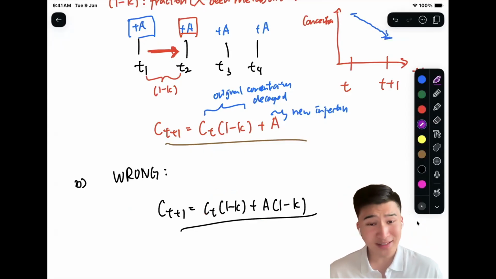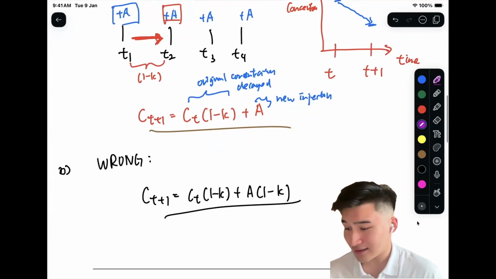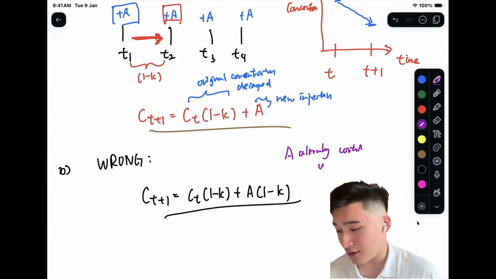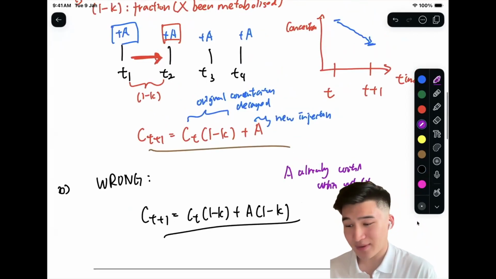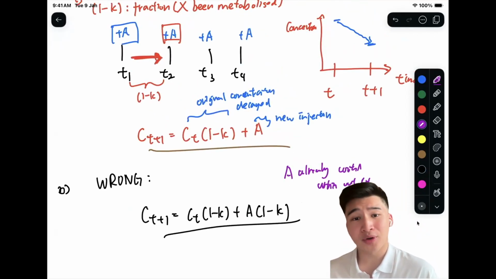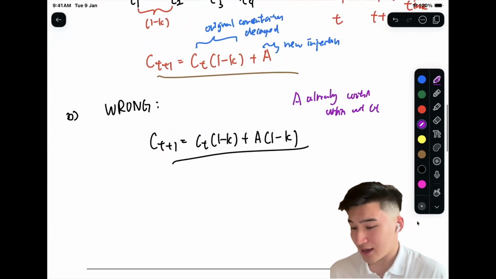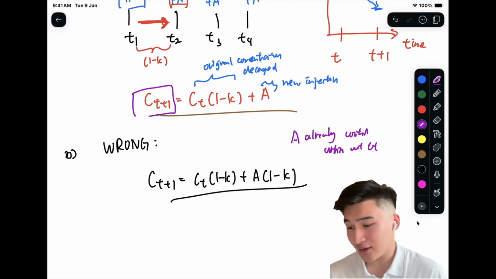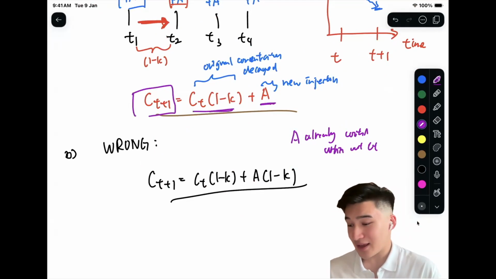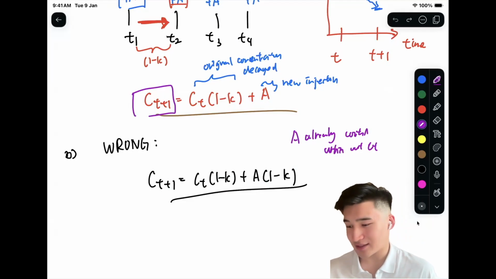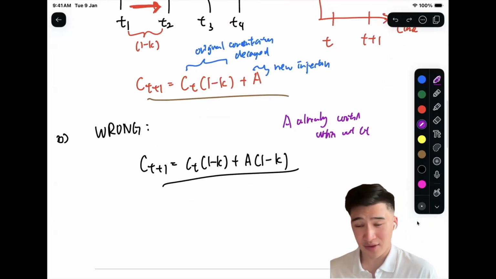Now, what I didn't notice is that A is actually already counted within our C_t, because C_t itself is the total accumulated concentration. So A itself is already included, right? Just by looking at C_t here, you have this one adding A. So A itself is already included within the total concentration, so you don't have to additionally decay it again. Does that make sense? Because it already exists within C_t.